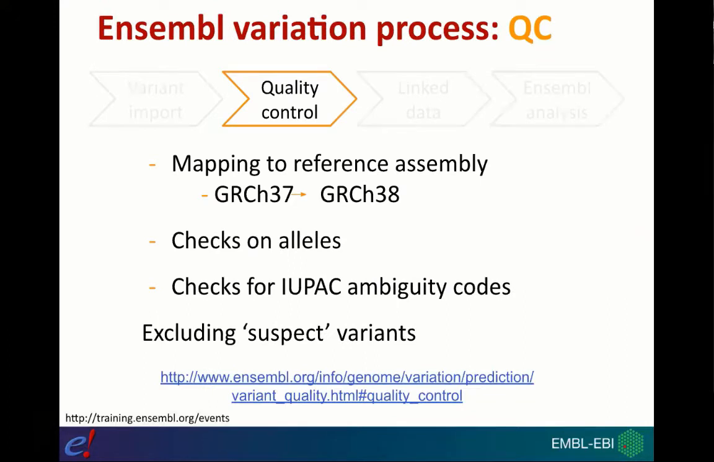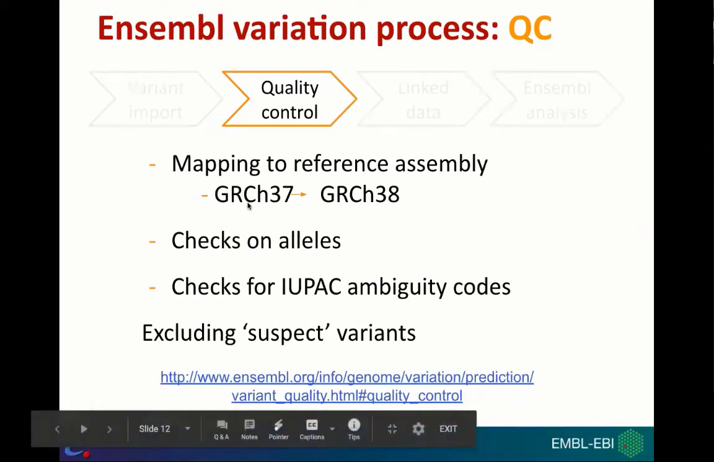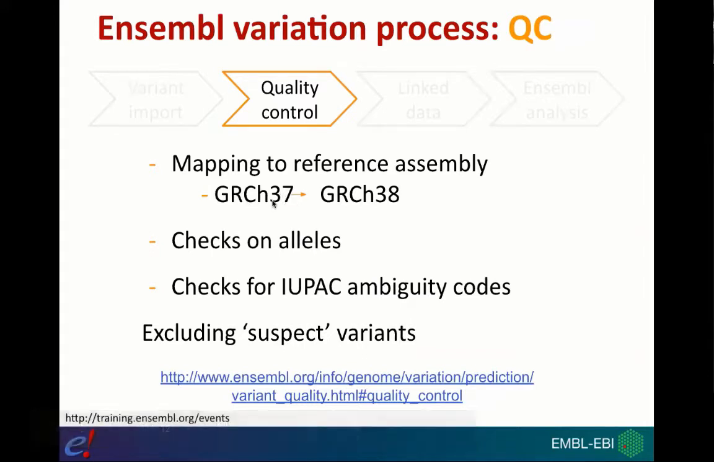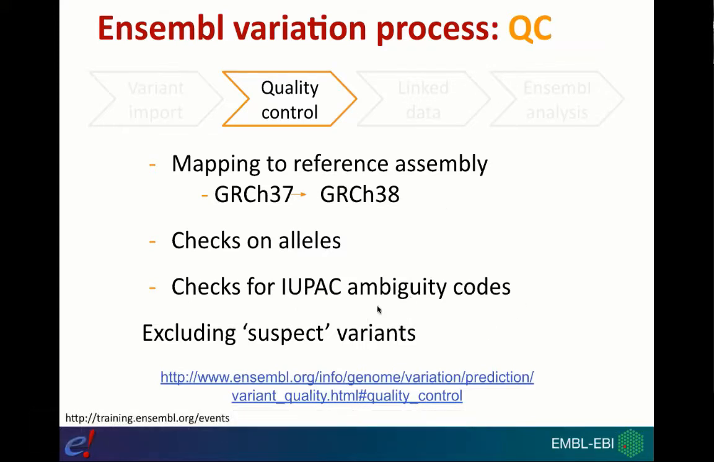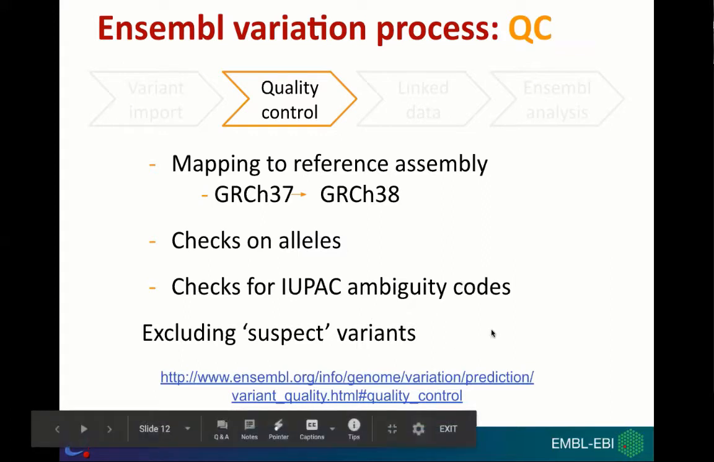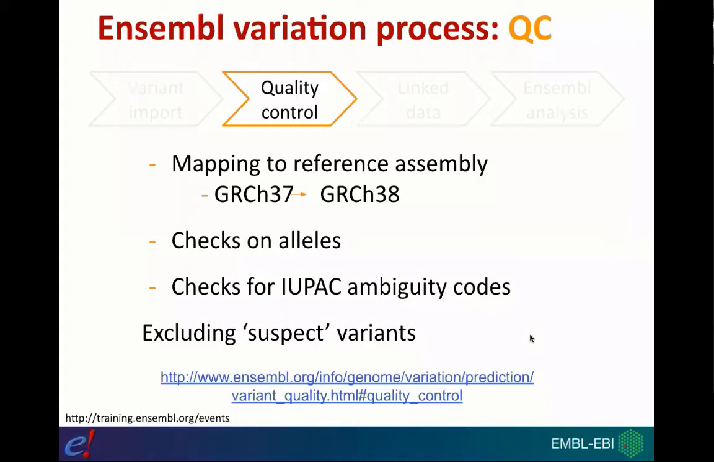Then we apply some quality control. So we do things like mapping to the appropriate reference genome assembly, so from human GRCh37 to 38, for example. We check the alleles match between the report and what's in the reference genome sequence. And we check the IUPAC ambiguity codes as well. These are just some standard checks that we perform across all the millions of variants that we import, just to check that they match up with what we expect and what we already have in our databases.